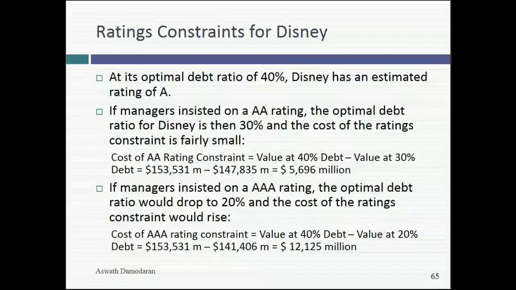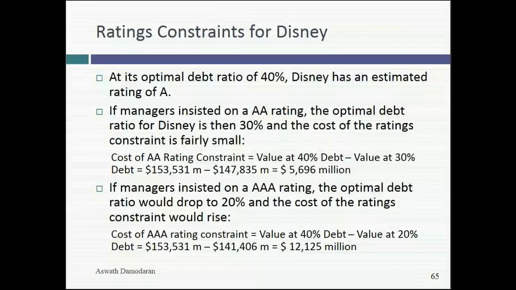Remember in operations research, you have a constrained optimal. Your constrained optimal is never going to give you as high a value as your unconstrained optimal. At a 30% debt ratio, my value for Disney is lower because its cost of capital is higher. In fact, the cost of having a AA rating constraint is about 5.7 billion. So if you really insisted that you wanted a AA rating, I'd say, okay, this is how much it's going to cost you. Just let your stockholders know. If you want a AAA rating, it gets even more constrained. I have to stop at a 20% debt ratio. And at a 20% debt ratio, my value is 141 billion. That difference of 12 billion is the cost of a AAA rating.